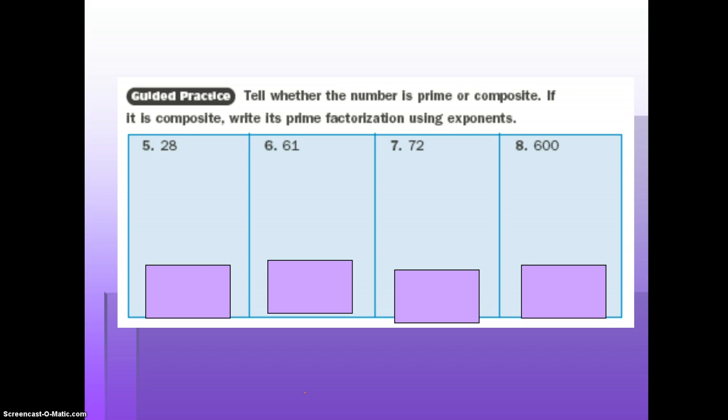For examples 5 through 8, all you're doing is telling me whether it's prime or composite. Remember, some simple things: look to see if it divides by 2. Okay? That means if it ends in an even number. If it ends in a 5, it divides by 5. If it ends in a 0, that means it divides by 10 and 5.